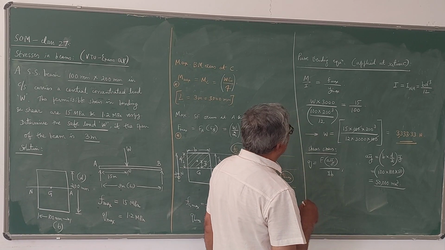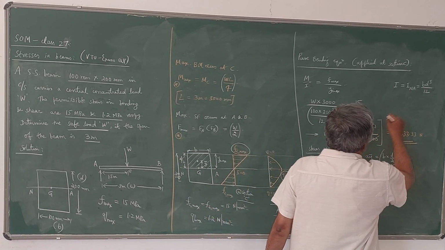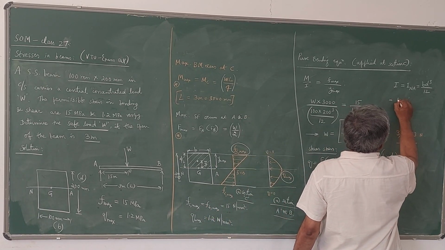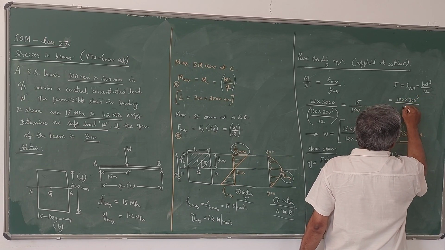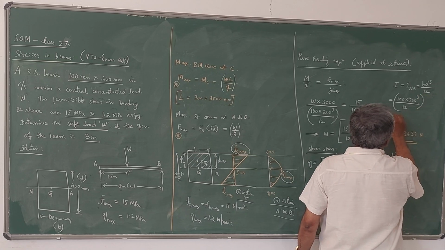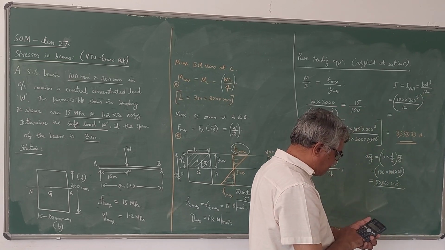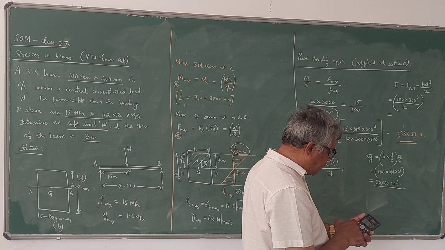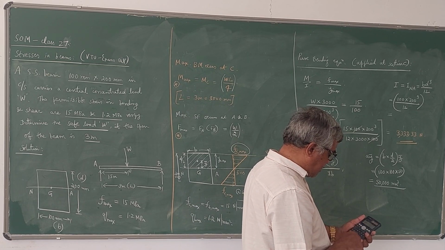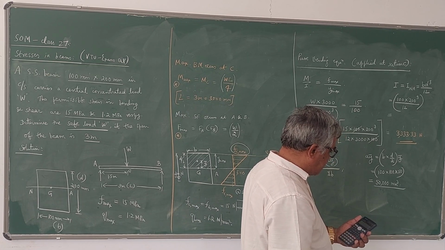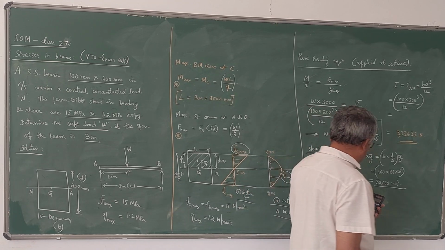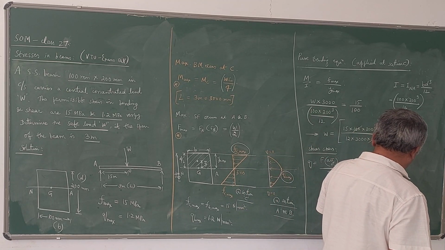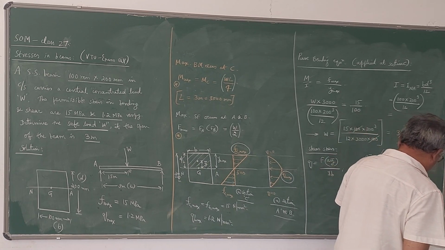I value we have got as bd cube by 12, which I calculate here. b is 100 into d is 200 cube by 12. Let me calculate this I value. So 100 into 200 cube divided by 12, which is 66,666,666.67, that is eight sixes, then 0.67.